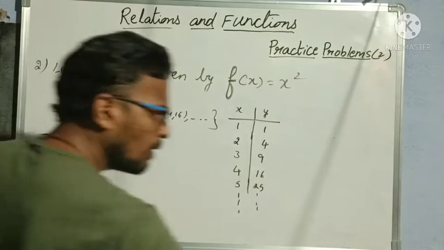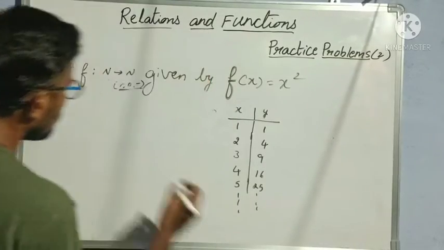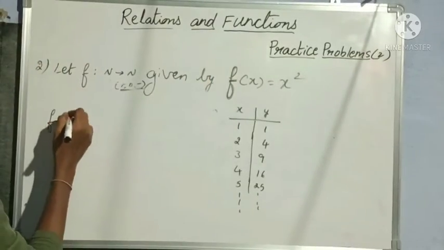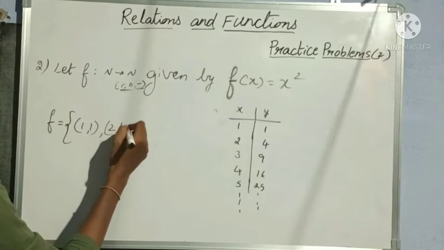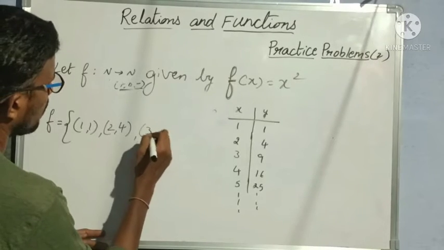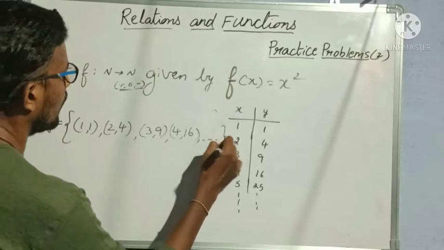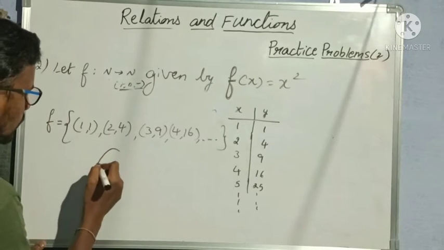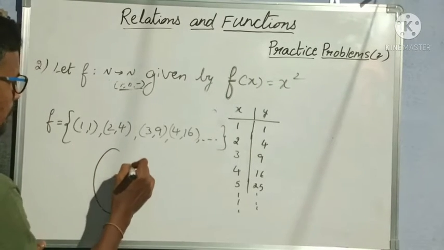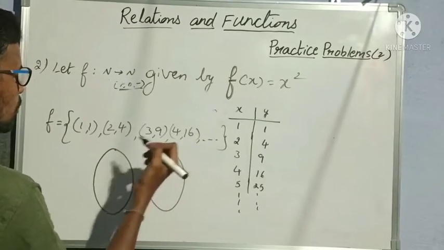Okay, I will write somewhat big. Listen. So f is equal to 1 comma 1, 2 comma 4, 3 comma 9, 4 comma 16 and so on. Okay, this is our function. So let us see what type of function it is, one one function or onto function, one one function or many one function. In both, which one it is?